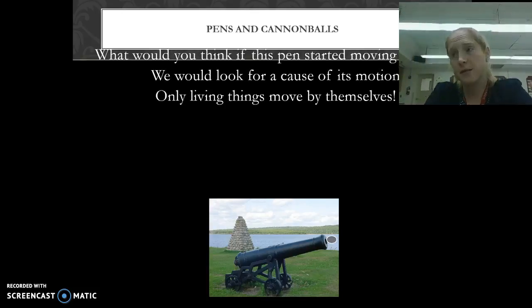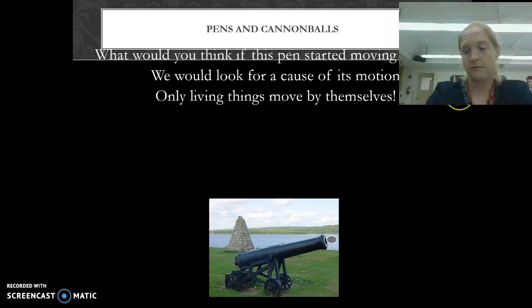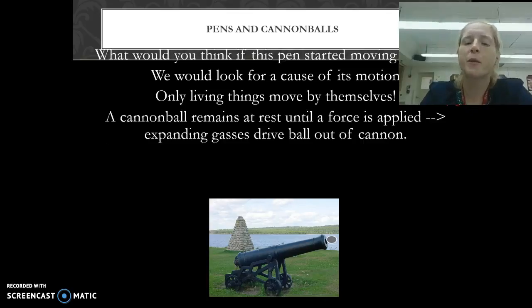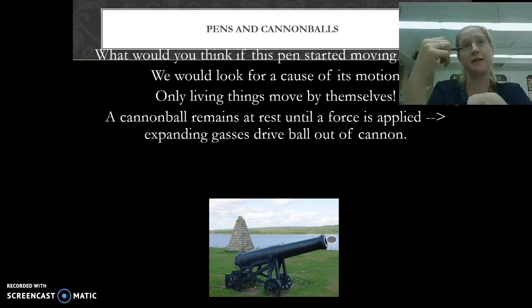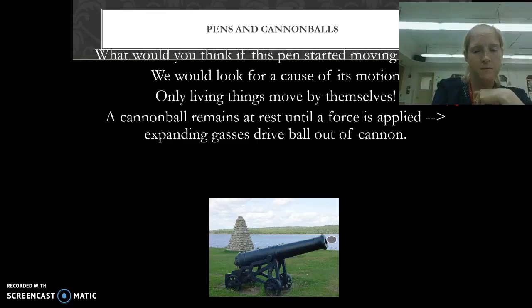So, only living things move by themselves. This is biology. Okay? So, things that are not alive that move, we look for an answer. We look for something physics related, theoretically, to help you identify those things. So, a cannonball is in the cannon here. It's just chilling there. It's probably more like back here-ish. I'm not sure of the inner workings of a cannon, but it's back there, hanging out.